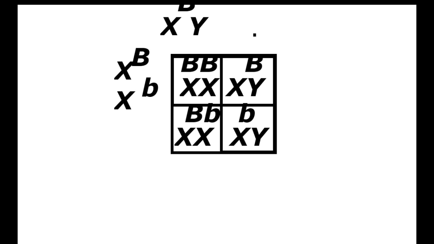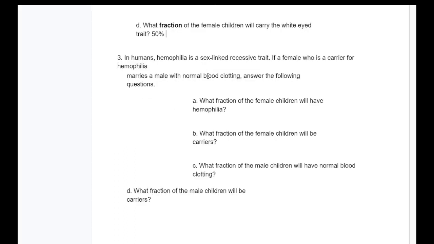All right, let's go back to our other problem and go on to number 3. In humans, hemophilia is a sex-linked recessive trait. A female who is a carrier for hemophilia marries a male with normal blood clotting. Answer the following questions. So again, hemophilia, female who's a carrier, male with normal. This is the exact same problem. Isn't this big, small, and then he has a big one?